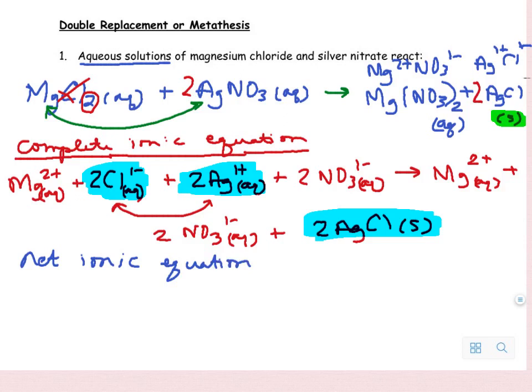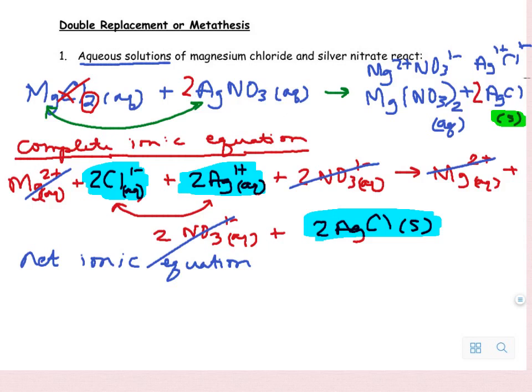If you went to a football game and you were sitting up in the stands, as a spectator you don't do anything. You are the magnesium and the nitrate that are observing the reaction. The reaction is the silver and the chloride down the field. So the spectators get canceled from the complete ionic equation when you go to write the net ionic equation. And what's left, and the order doesn't really matter.